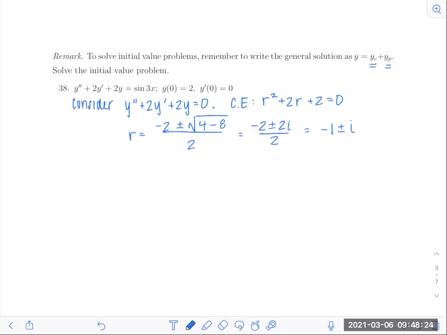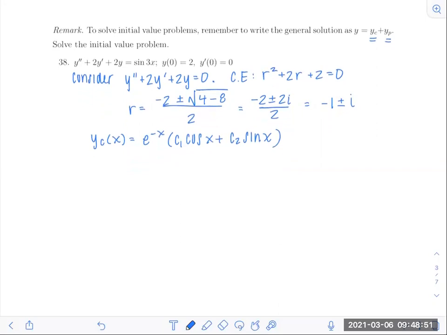So as a result, we can set up our complementary function. I get e to the negative x times c1 cosine of x plus c2 sine of x. All right, we don't have anything inside of our sine and cosine functions because the coefficient in front of i is 1. All right, so now we can move on to identifying our terms.